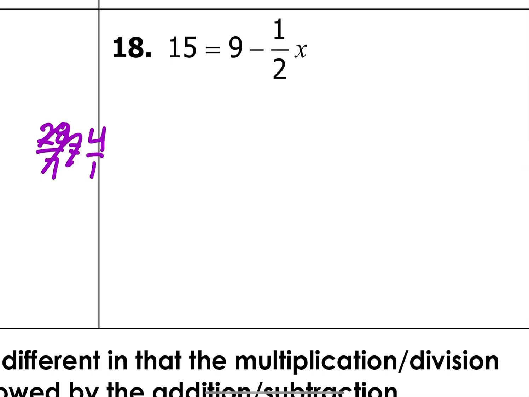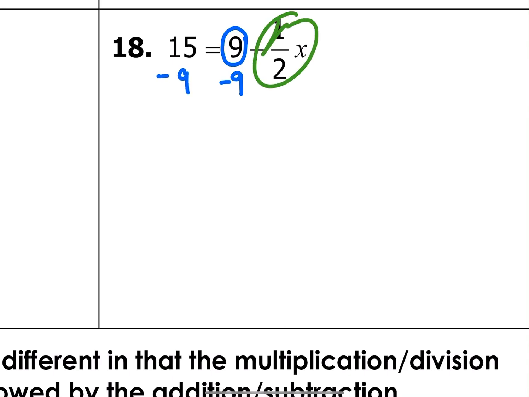18 is our last of this section. We're almost done. So I have a positive 9, that's my constant. So I'm going to subtract 9 from each side. I'm not even thinking of this right here. I'm not even thinking of that right now. I just know that I have a positive 9, so I need to subtract on each side. Okay.